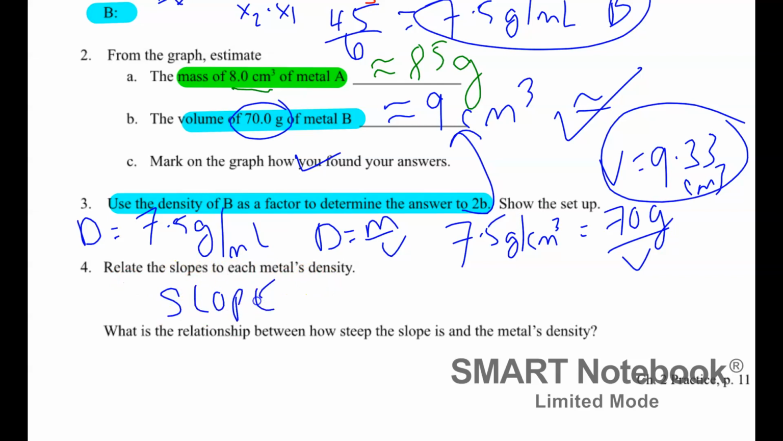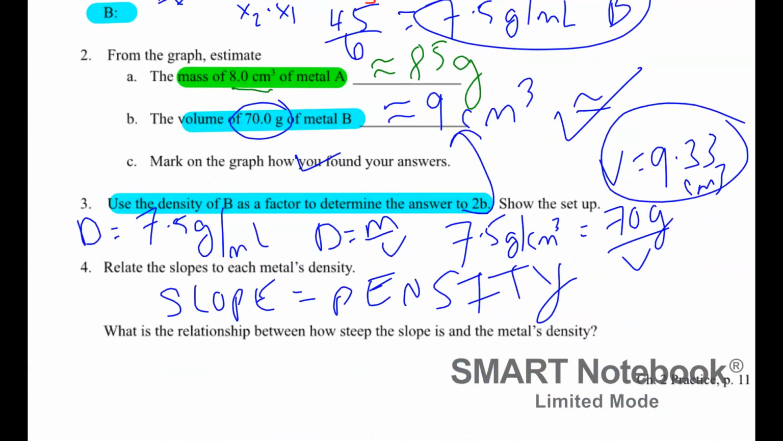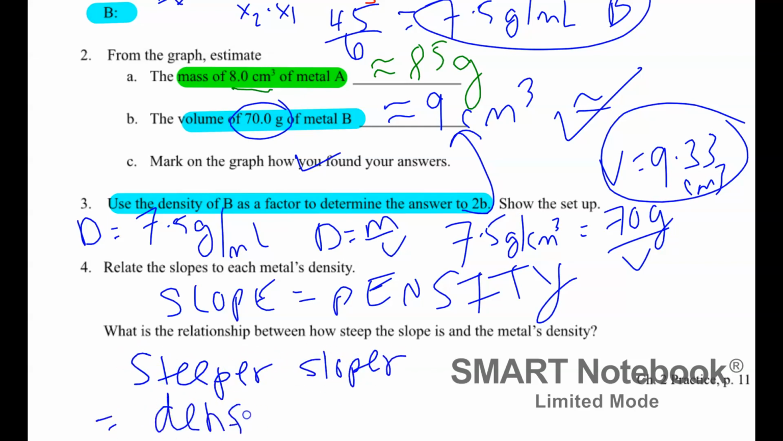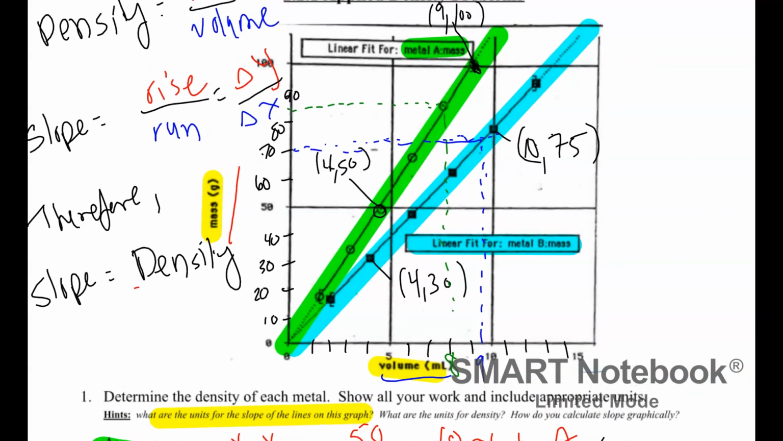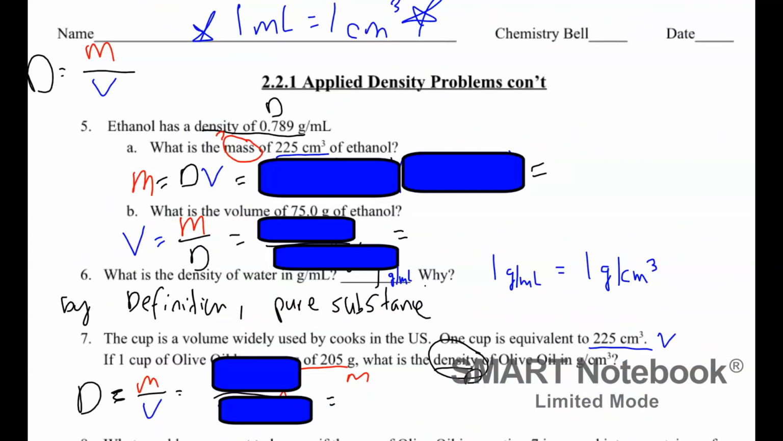Okay, so now relate the slopes to each metal's density. Well, the slope is equal to the density. What is the relationship between how steep the slope is and the metal's density? Well, we look back up there. The steeper the slope, the more dense the metal. So steeper slope equals denser metal. Good. You might see a question like this on a quiz or on a test, so just make sure you're comfortable reading your graphs.